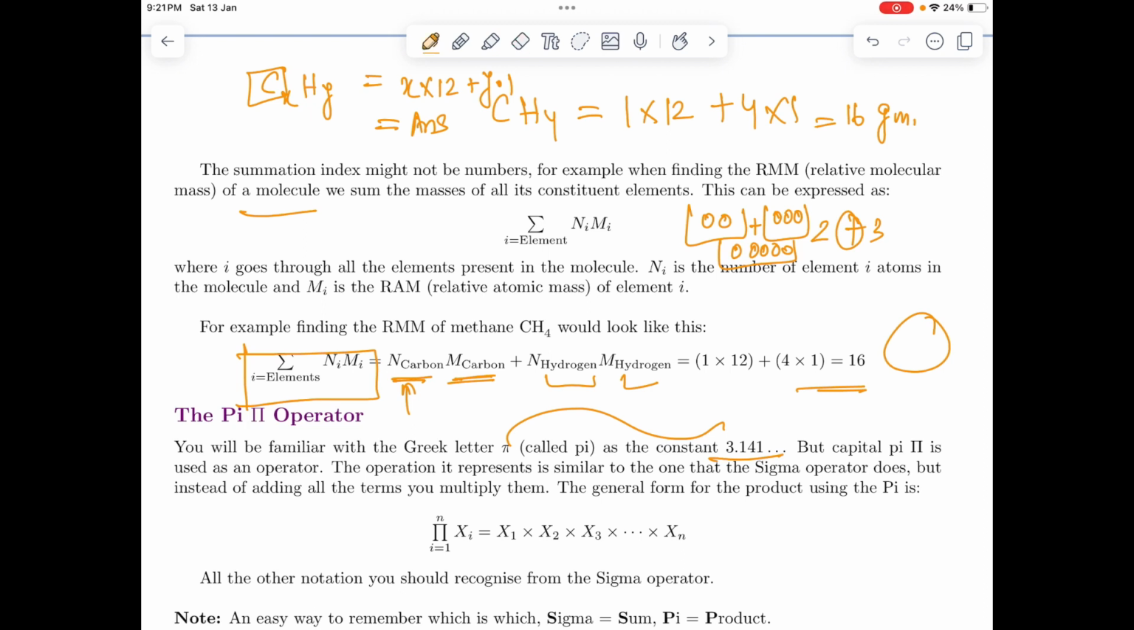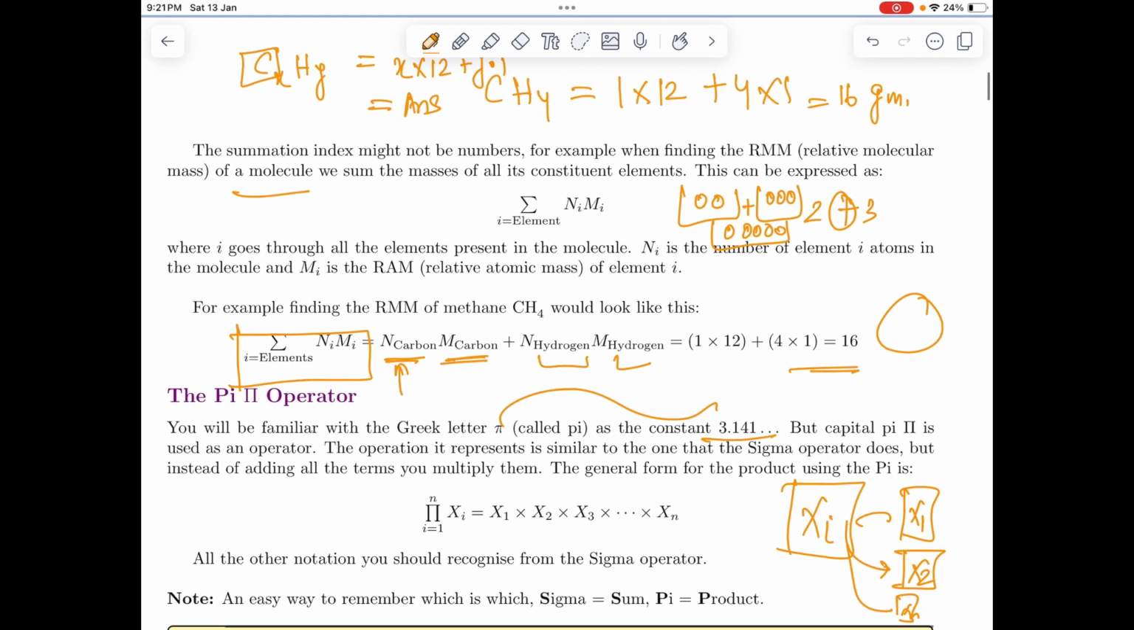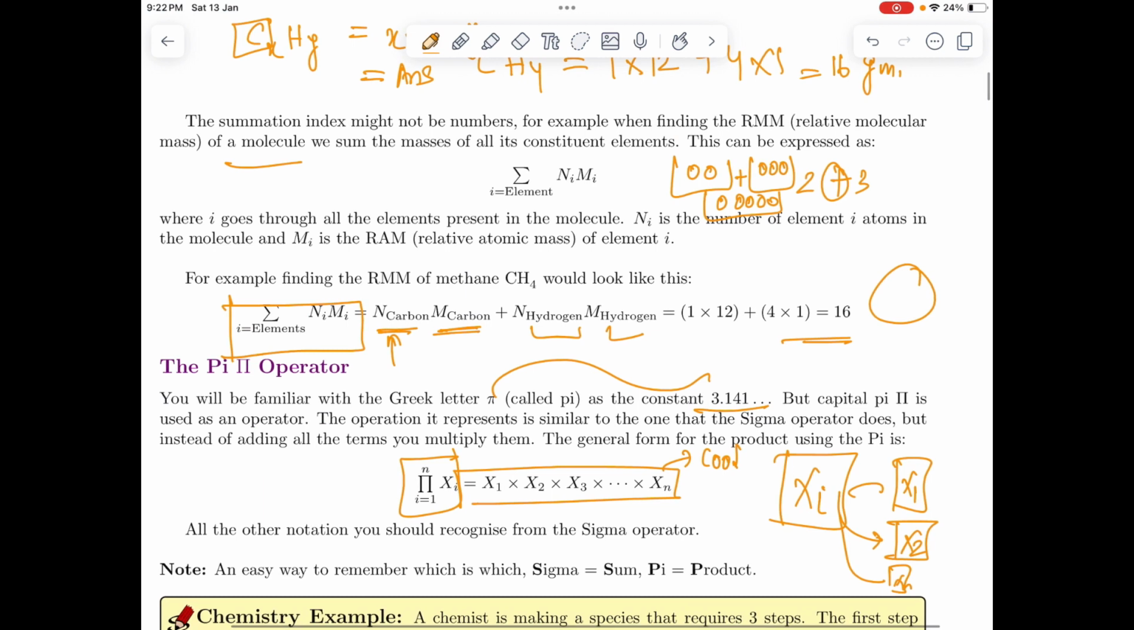So pi of xi, where i is running from 1 to n, is again a box containing xi. Now if I supply i equals 1, this box will reincarnate as x1. Put i equals 2, it will be x2. i equals 3, it will be x3, and so on and so forth. So directly we can multiply all of them, and this is the cool notation for writing this in a beautiful fashion.